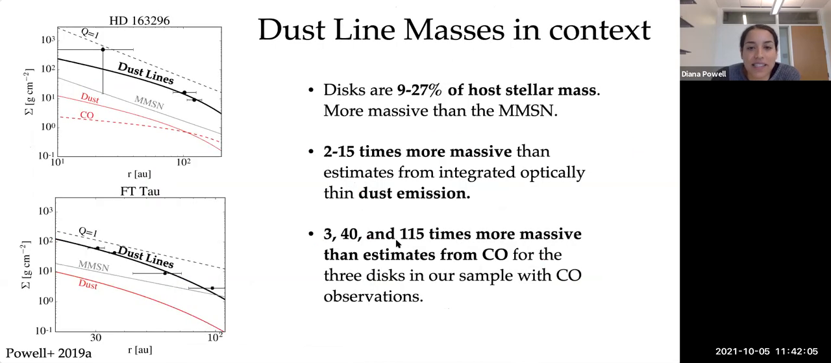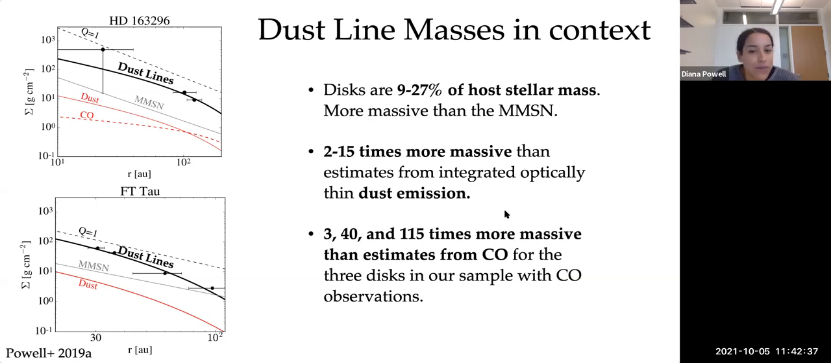And so we can now place these dust line derived masses in context. So here on the left, I'm showing total gaseous surface densities in black for 2 of the disks in my sample, compared to previous tracer-derived surface densities and the minimum mass solar nebula, which represents the minimum mass required to form our solar system. So the disks in our sample are 9 to 27% of their host stellar masses, which is significantly more massive than the minimum mass solar nebula, which is about 2% of the sun's mass.